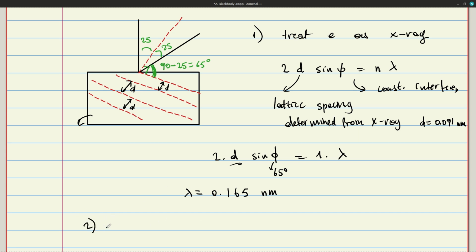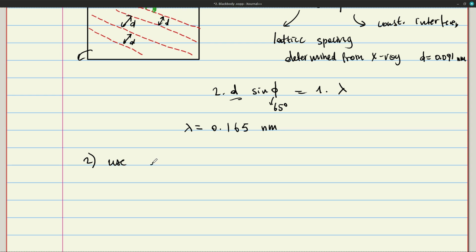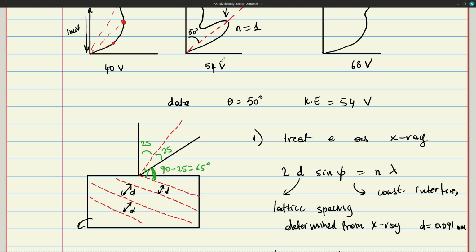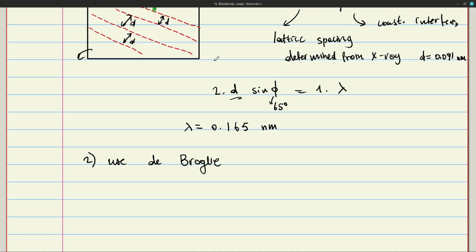Now let's see if de Broglie's hypothesis is working. Let's use de Broglie. What is the energy? The kinetic energy is here, 54 volts. 54 volts is much, much smaller than the rest energy of the electron, which is what? A good number to remember. I think 0.51, and what is the unit? MeV, right? So this is much, much larger than this, right?